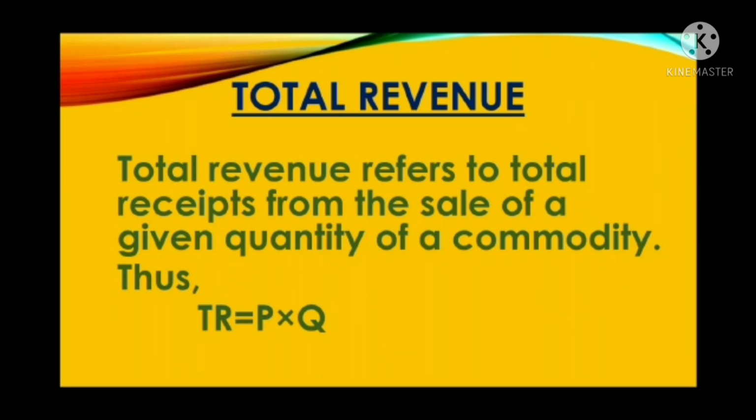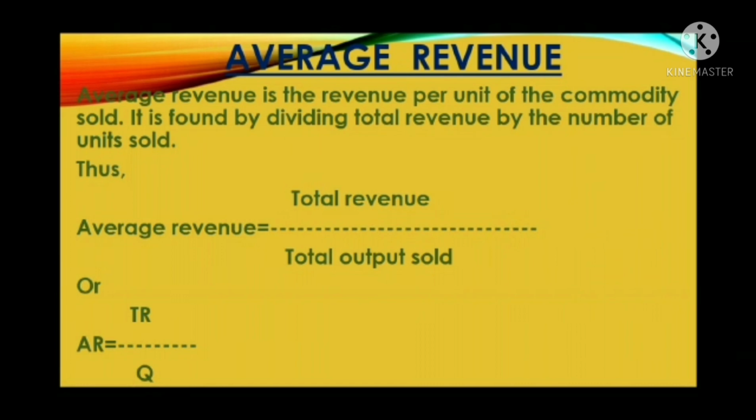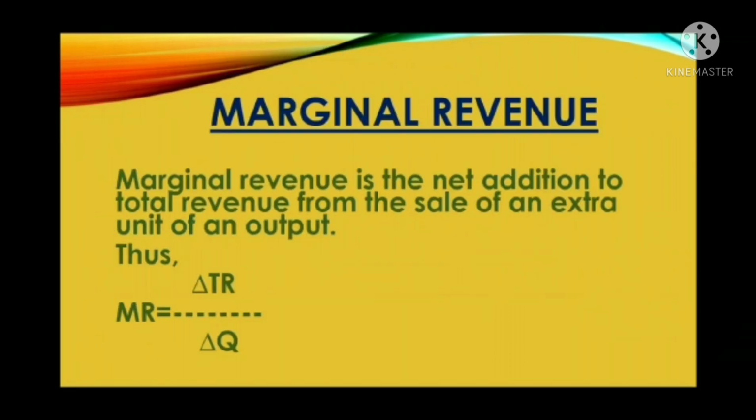Next, average revenue. It refers to revenue received per unit of output sold. It is the same as price of the commodity. Thus, average revenue equal to total revenue divided by total output sold. Next, marginal revenue. It is a change in total revenue on account of the sale of an additional unit of output. Thus, MR equal to change in total revenue divided by change in quantity.